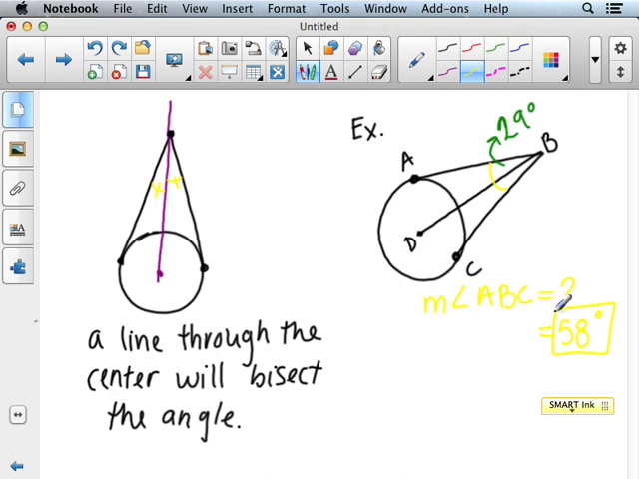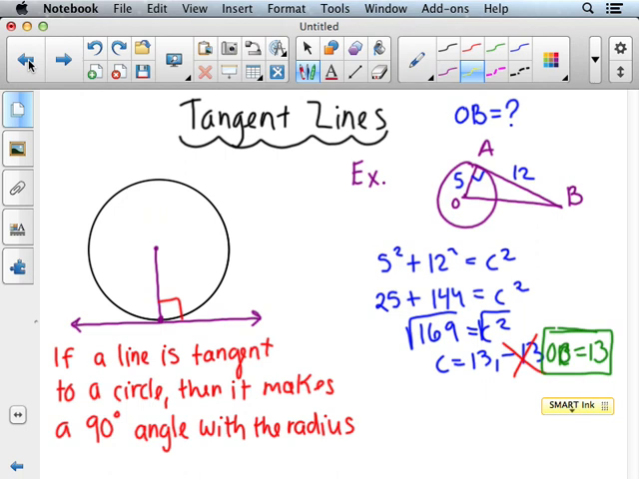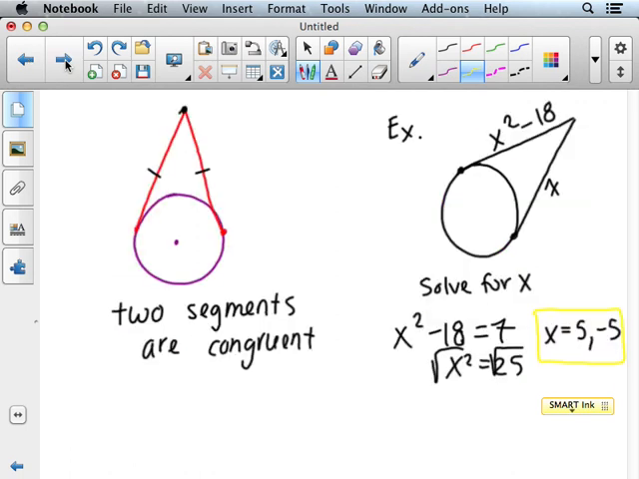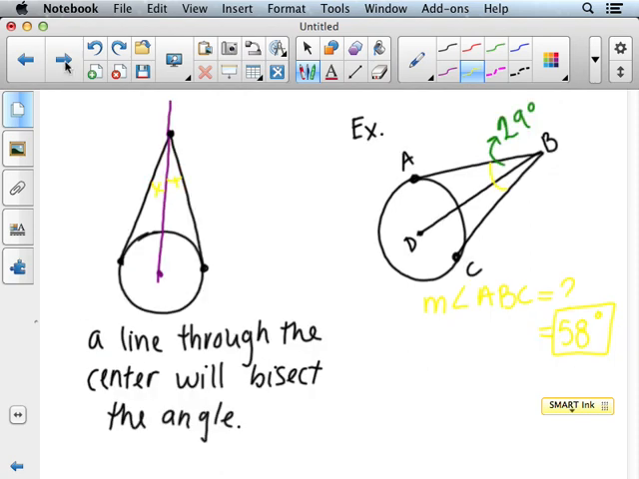So those are the 3 things you need to know. First, a tangent line is always going to form a 90-degree angle with the radius. Second, if you have 2 tangents and they intersect, those 2 segments are going to be congruent. That's the clown hat theorem. I like to call it the clown hat. And then last but not least, if you have a segment that goes through the center and intersects this vertex up here, it's going to bisect that angle.